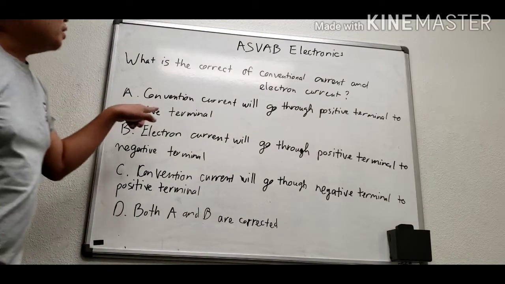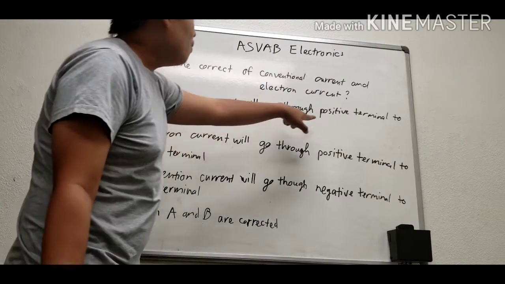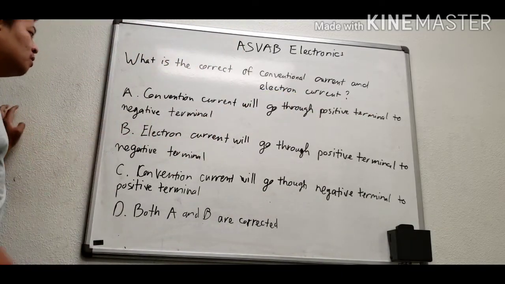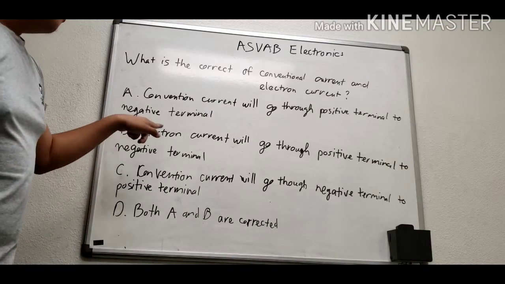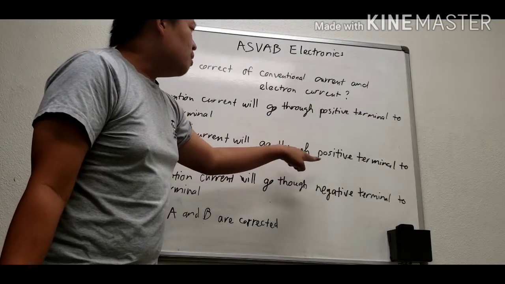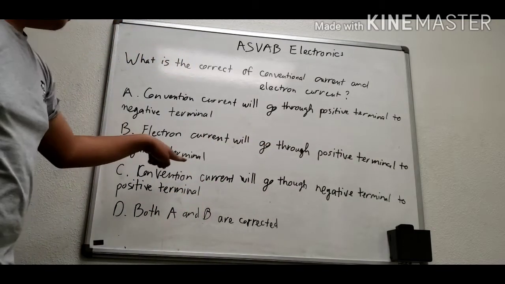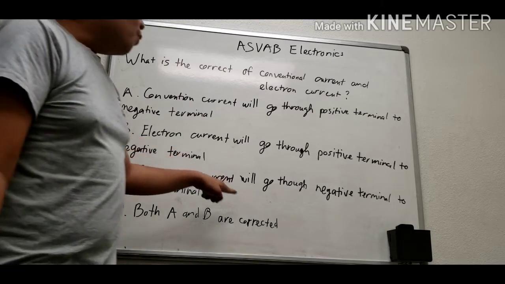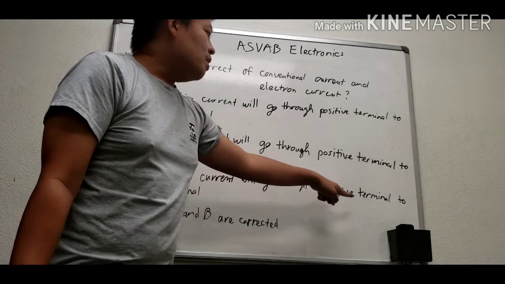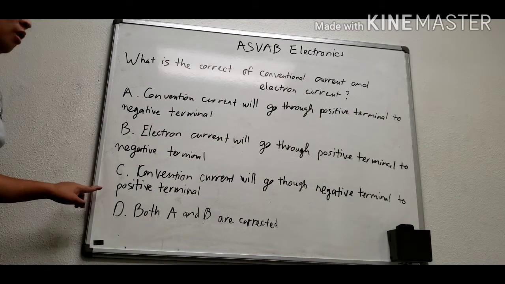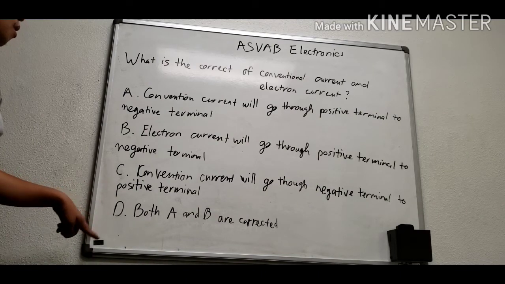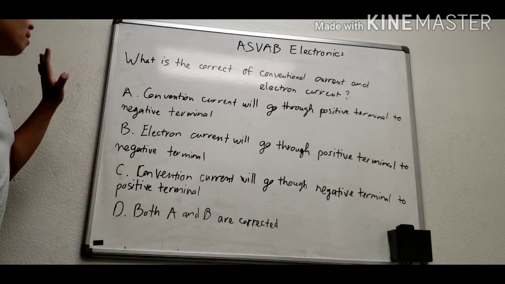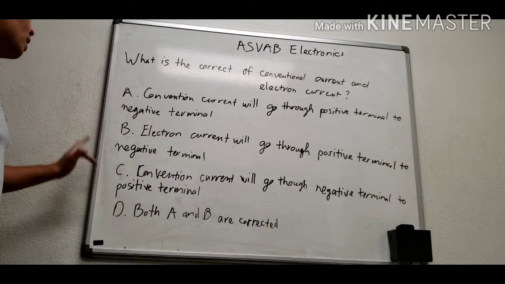A, conventional current will go through positive terminal to negative terminal. B, electron current will go through positive terminal to negative terminal. C, conventional current will go through negative terminal to positive terminal. D, both A and B are correct. So here we will analyze each question.